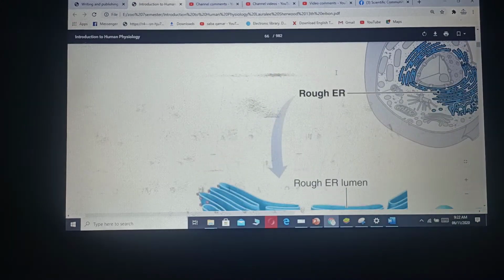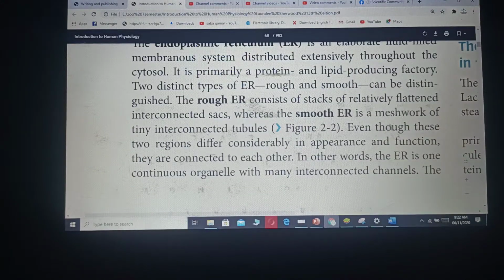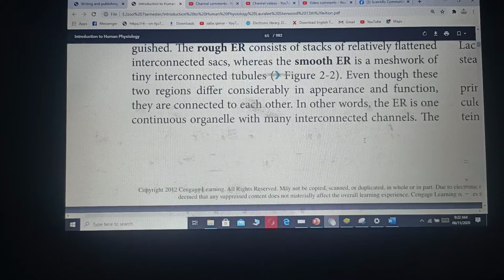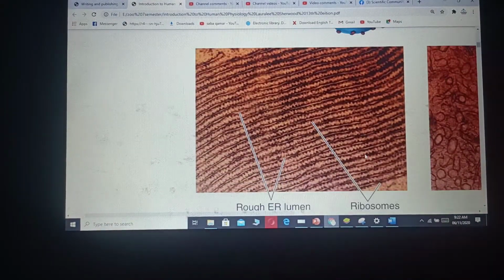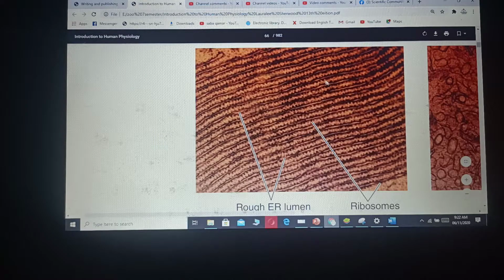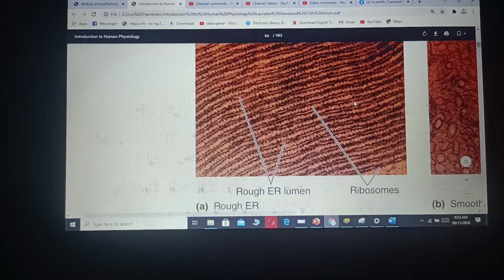So I am moving towards smooth endoplasmic reticulum. Now, what is smooth endoplasmic reticulum? Smooth endoplasmic reticulum is a meshwork or network of interconnected tubules. Here you can see the electron micrograph of rough endoplasmic reticulum. Here these blackish spots are ribosomes. Here you can see these are sacs which piled up together to form heap like structures.